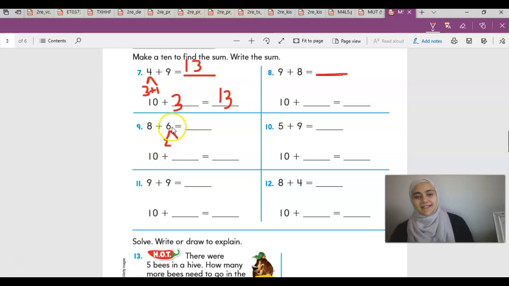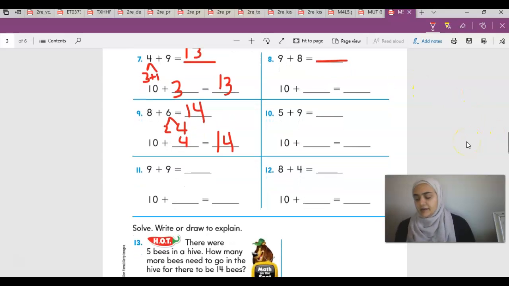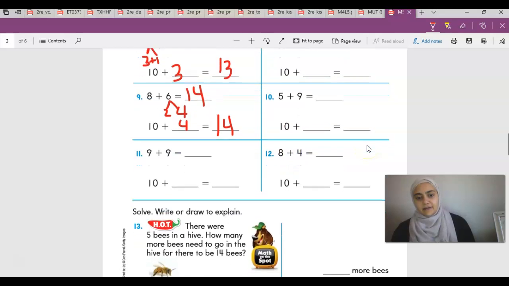Okay, well 2 plus what is 6? 2, 3, 4, 5, 6. 4. So what goes here? 4. So what's 10 plus 4? 14. So that must mean 8 plus 6 is 14. Again, if doing it this way is making your head hurt and you just don't get it, that's okay. Just go ahead and do the addition problem at the top and don't worry too much about the 10 plus. We'll figure that out later.